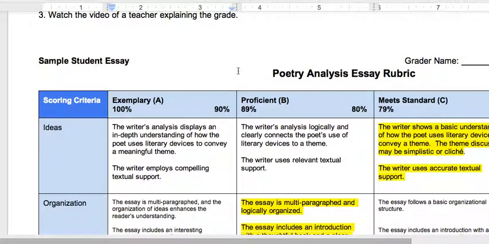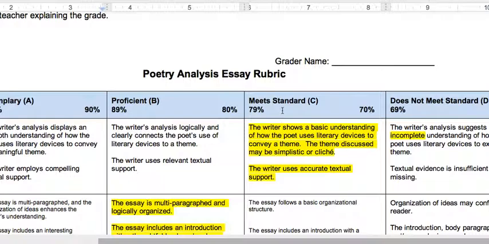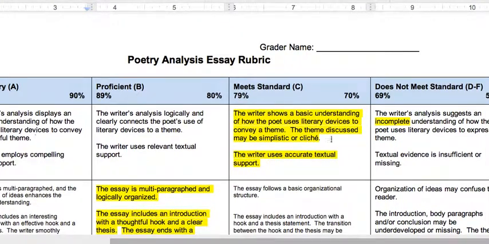Zooming in on the ideas category, you see that this essay mostly falls in the C, meeting the standard. The writer shows a basic understanding of how the poet uses literary devices to convey a theme. By this, what I mean is that the understanding of how the devices connect to the theme is okay. It's not great, and some of the connections are a little weak. In fact, I even noted that at times the writer's analysis is incomplete.